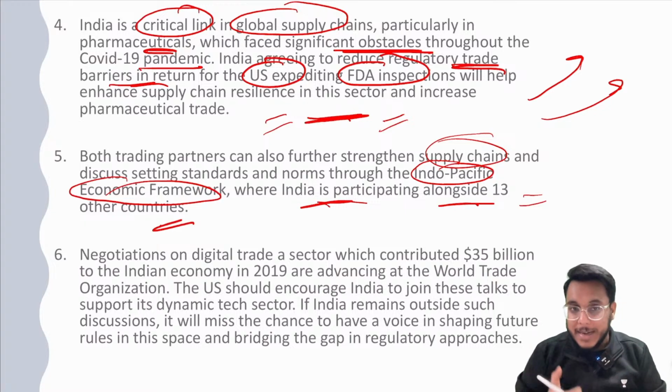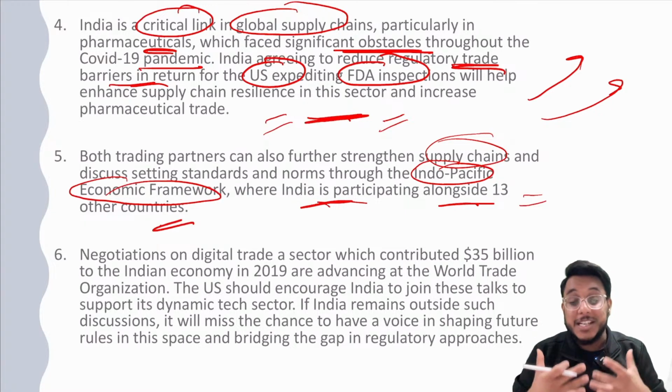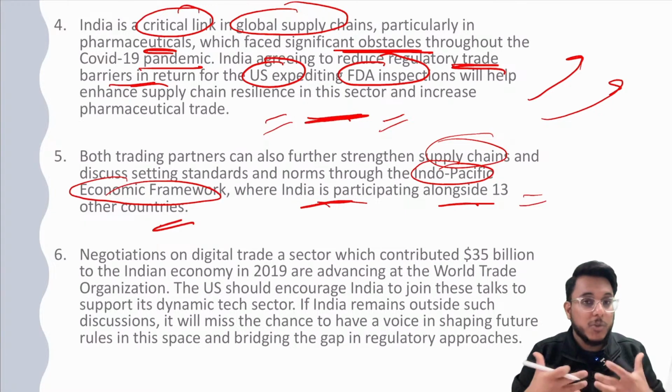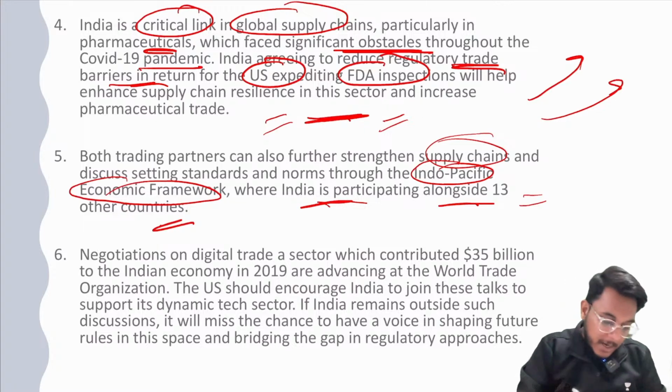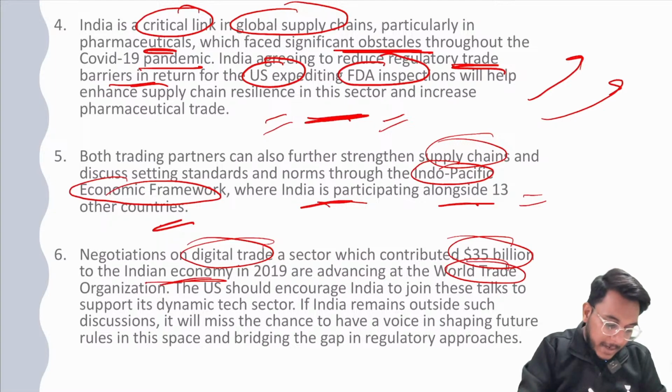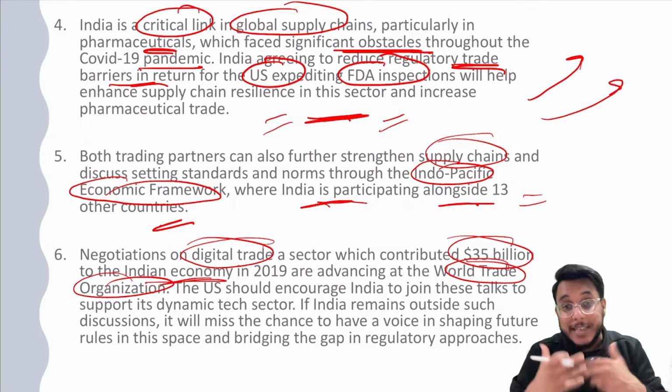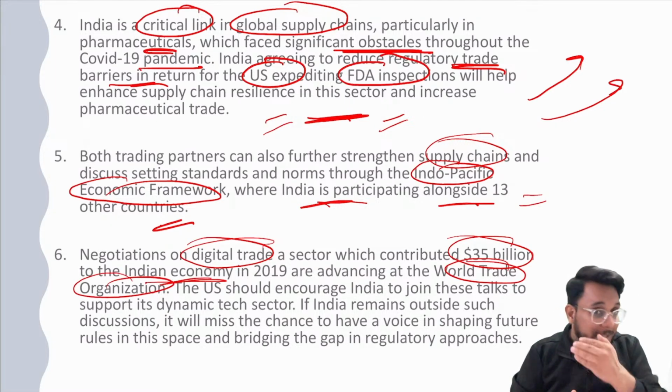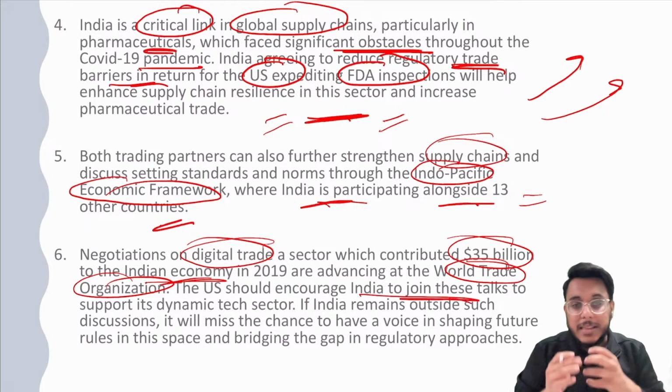Next is that right now the digital economy, the digital trade sector, is also emerging. We find this particular thing. Today, digital trade contributes $35 billion to the Indian economy, and this is data from 2019. Right now, under the World Trade Organization, negotiations on digital trade are happening. The USA right now should encourage India to join these talks on digital trade that are happening.